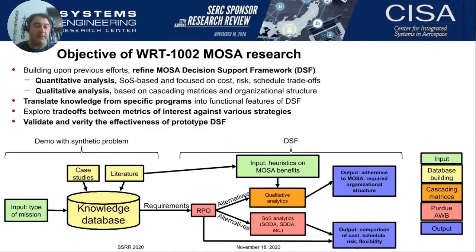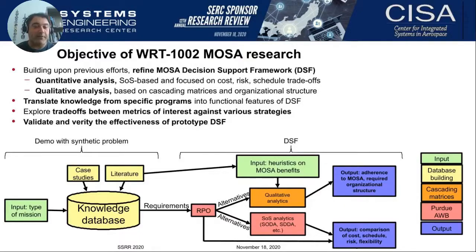We had a few objectives for this WRT-1002 MOSA research. First, building upon the previous effort, refine our decision support framework, which was still in a draft form, and make it a usable tool. And this decision support framework needs to have both quantitative analysis, focus on cost, risk, schedule trade-offs, and the qualitative analysis based on the cascading matrices like we did in the beginning, which will show the relationship between input outputs, like what are the system of systems, where the capabilities come from in our project, so that we can also start discussing about organizational structure.